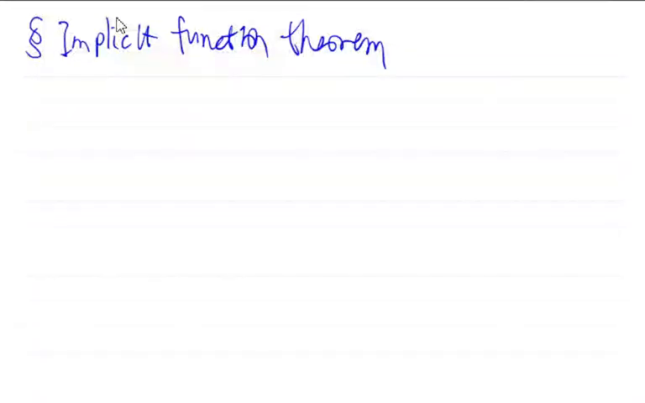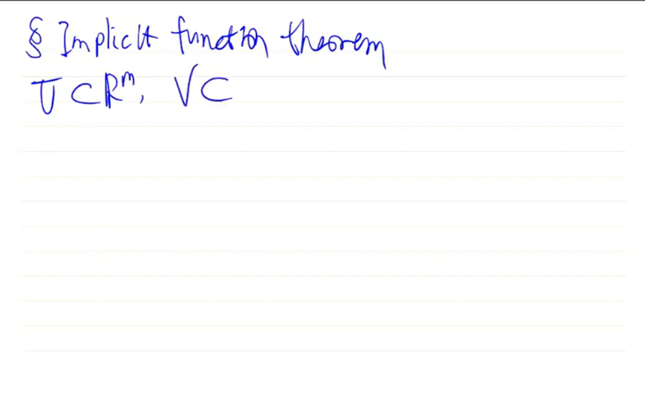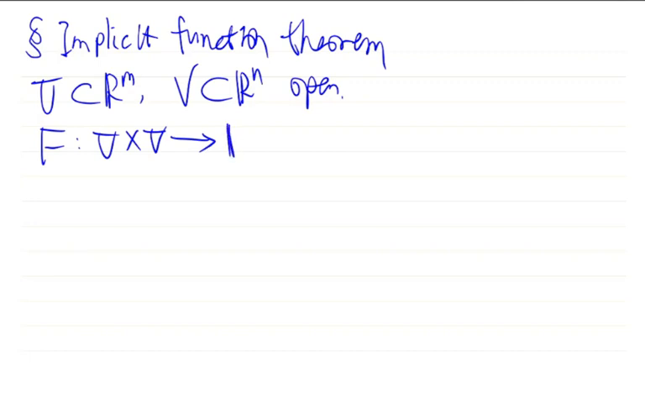Today, we study the implicit function theorem. Firstly, we need to generalize the concept of partial derivative to vector-valued functions. Suppose U is an open subset of Rm, and V is an open subset of Rn, respectively, and we have a map capital F from the Cartesian product U and V to another Euclidean space Rp. And (a, b) is a point in U times V.